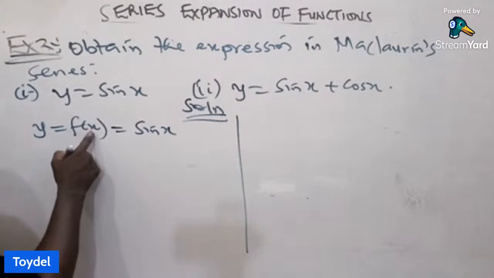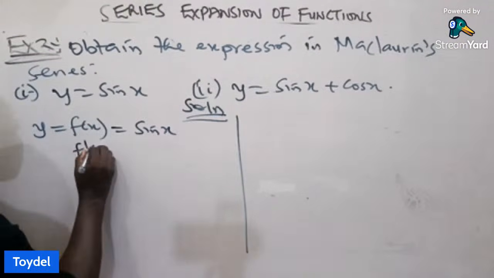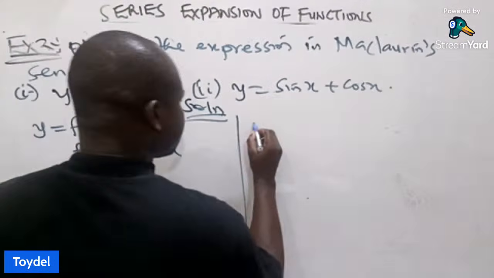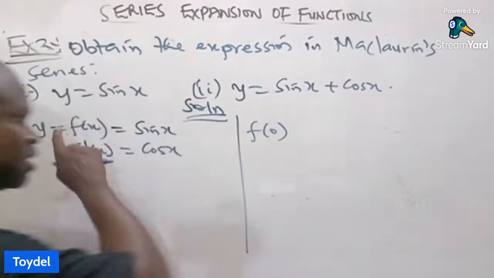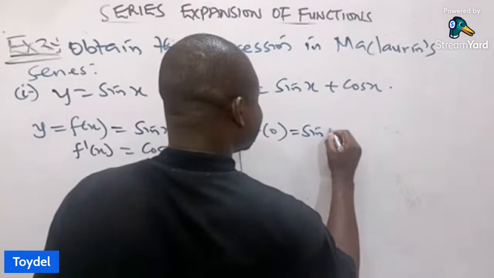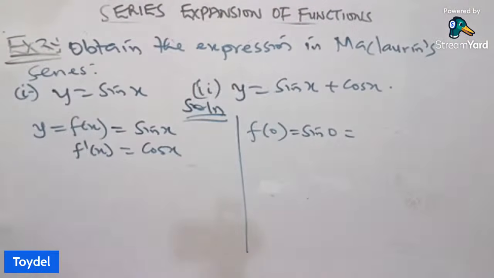So f of x is equal to sine x. So f prime of x will now be equal to cos x. In this case now, we have f of 0. You know, in Maclaurin series, it is 0 that we have. So this will be equal to sine 0. What is sine 0? Sine 0 is equal to 0. Okay, we get the value.